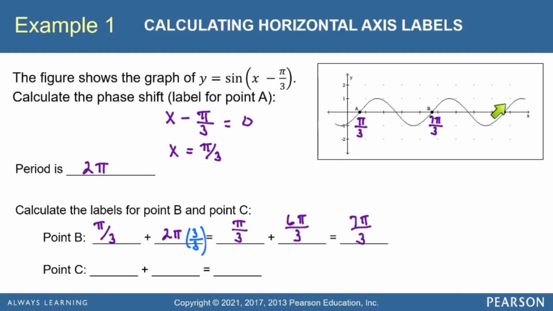So the label that goes at the end of the second period is going to be, again, starting place, which this time is 7 pi over 3, plus period, which we know is 2 pi, but we also know we're going to need to have a common denominator. So let's go ahead and put the 6 pi over 3 there. And now 7 pi over 3 plus 6 pi over 3 is going to be 13 pi over 3, and that will be the label for the end of the second period.